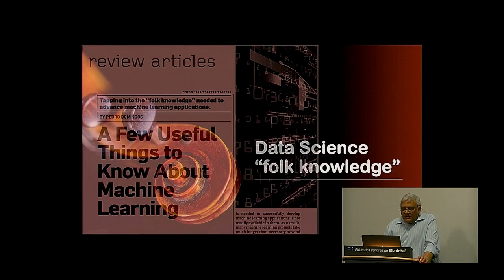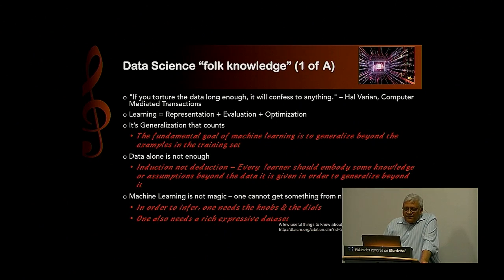So let us go back to a few useful things to know about machine learning. The first one is, if you torture data enough, it will confess to anything. So don't torture data. It's serious. You keep on applying things onto data, and it will tell you whatever it wants to tell you. But the problem is when you put it in a real-life test, it won't work. So you should keep away from that.